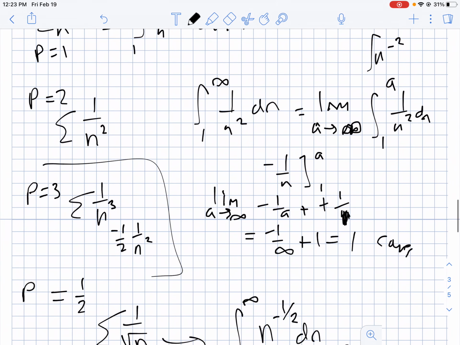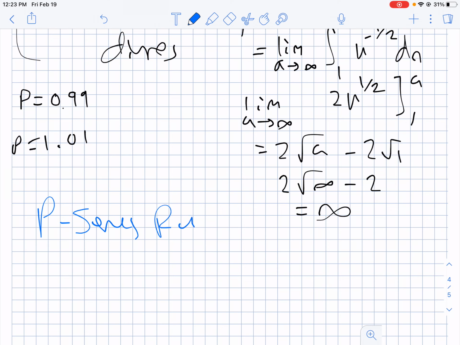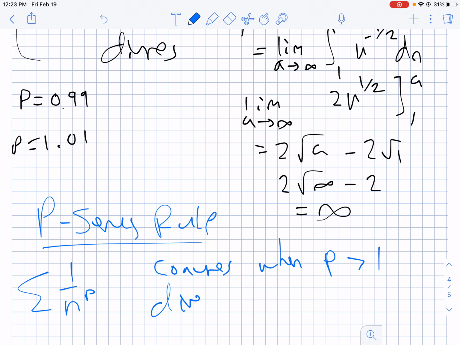So the p-series rule is that if you have the sum of 1 over n to the p, this series will converge whenever that exponent, that p value, is bigger than 1. It diverges whenever that p value is less than or equal to 1. This is a well-known rule which you can use as a big shortcut, so you don't actually have to use the full integral test if you get a p-series.